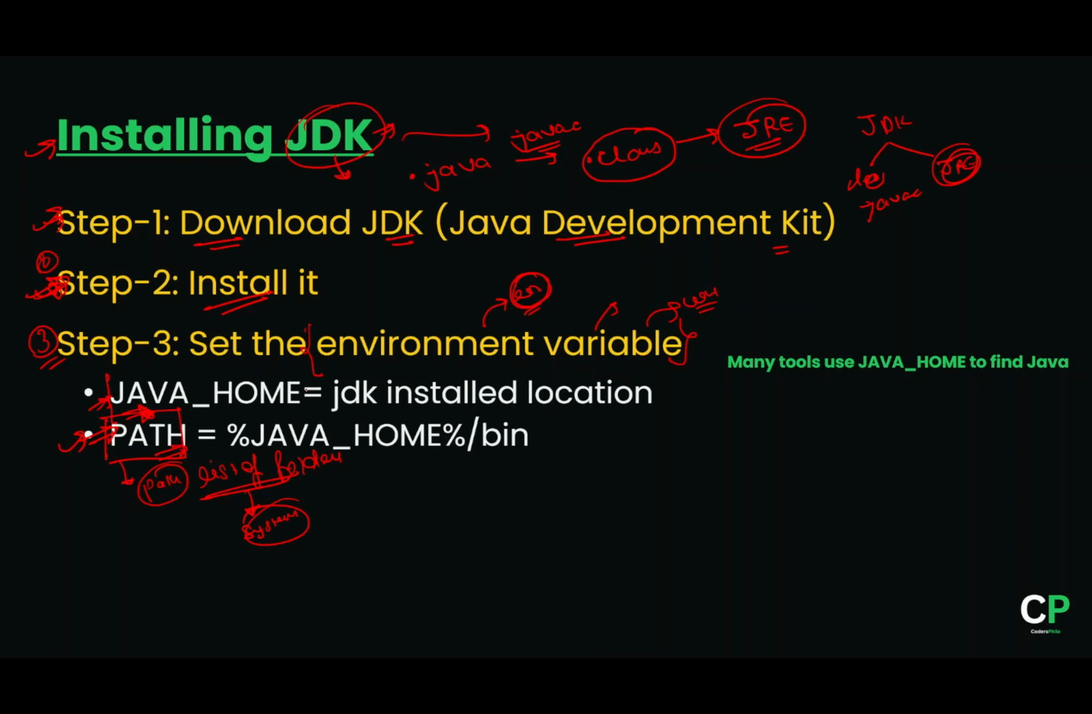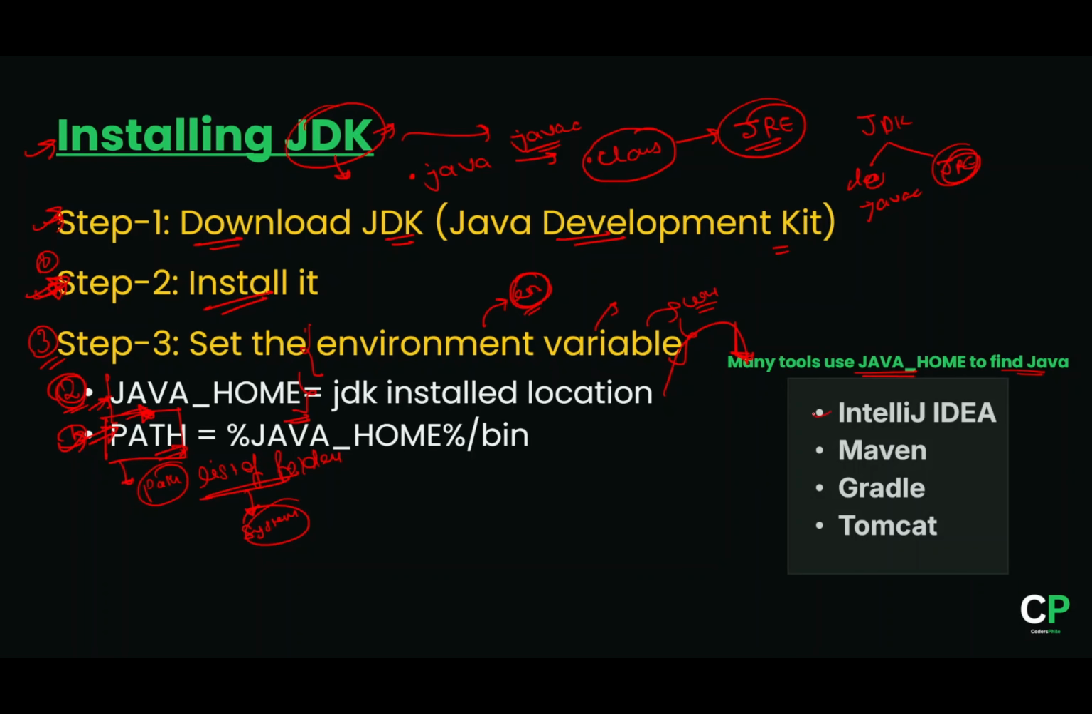The second variable that we need to set is JAVA_HOME. Why do we need to set the JAVA_HOME environment variable? Because many tools use JAVA_HOME to find the Java installed location, like IntelliJ IDEA, Maven, Gradle, or Tomcat. These are different frameworks and tools used in Java development, and they use this environment variable to find where Java is installed.